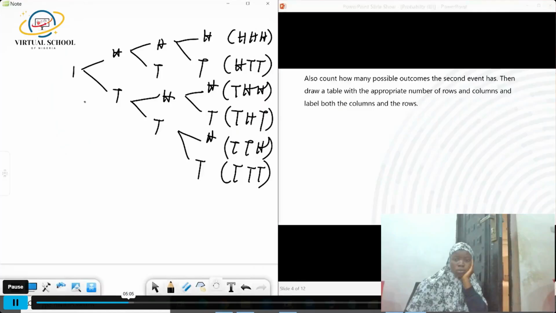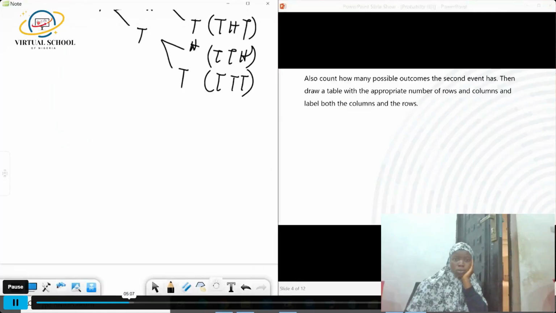Now, I want to use the outcome table. I have to make a table for the first event. For the first event, I have head and tail. The second event is still my head and tail.